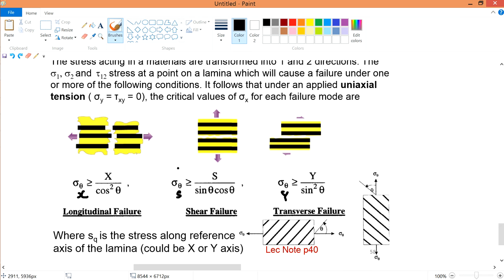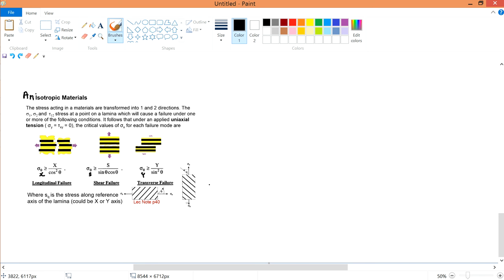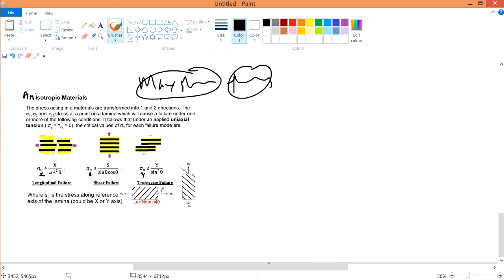The method for solving for anisotropic material is called the Max Stress Theory, maximum stress theory. What is the maximum stress in the x direction, in the y direction, and the shear direction? You calculate this, ensuring that no stress is larger than them. If it's larger than these three values in their own individual direction, then you will fail. And this is the Max Stress Theory.